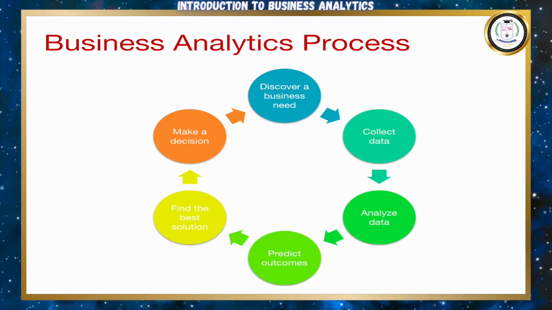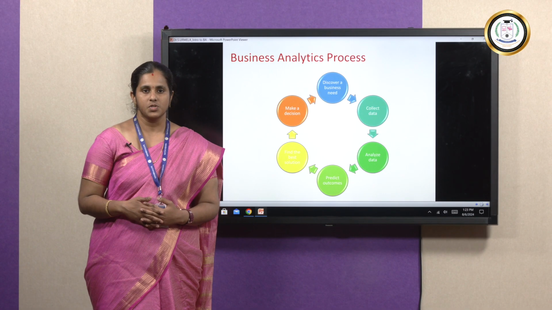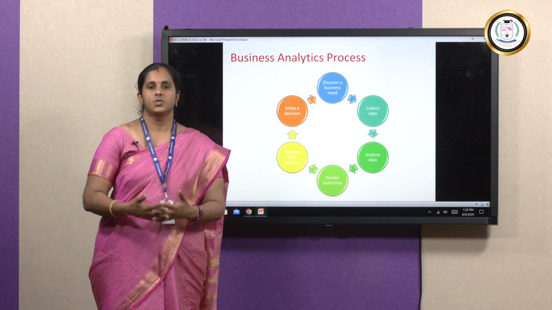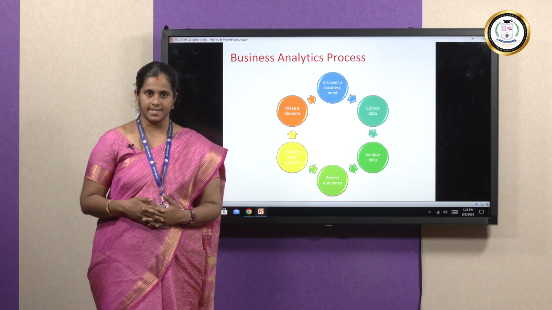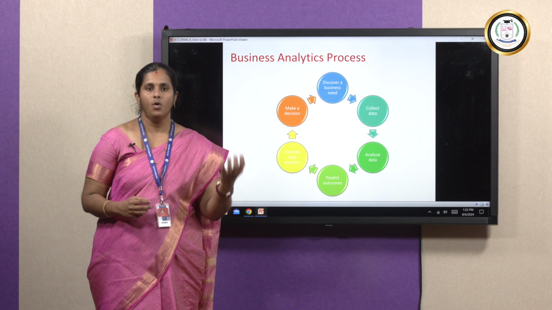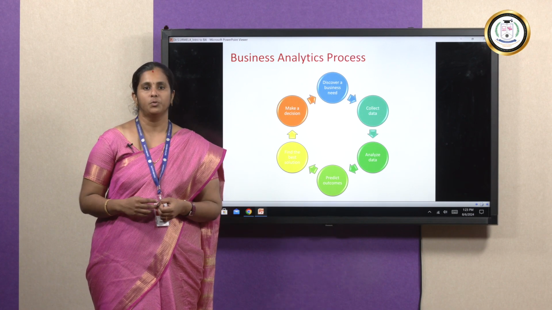The third one is I'm going to analyze the data. So in the phase of analyze, I'm going to prepare the data. I'm going to normalize the data suitable for doing the analysis part. The fourth one, which is the main thing, I'm going to predict what is going to be the outcome for the business, or from the data, what prediction I'm going to make.